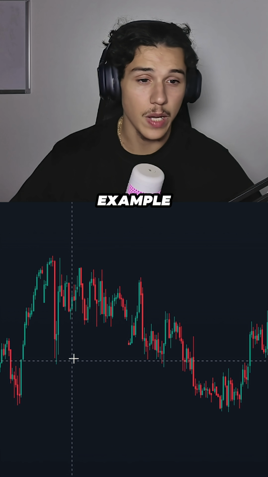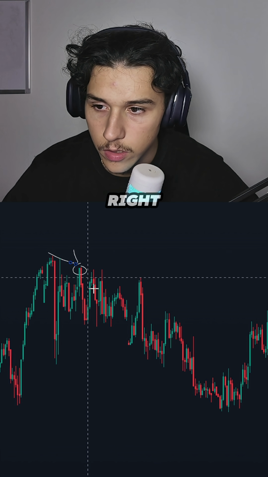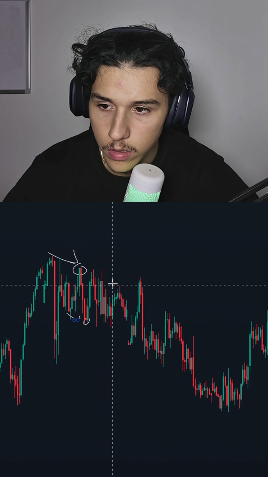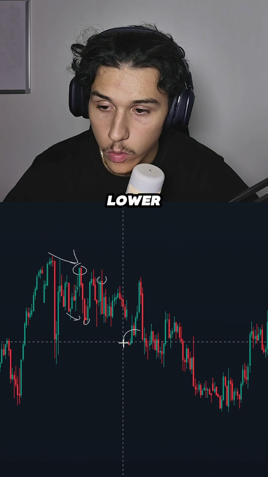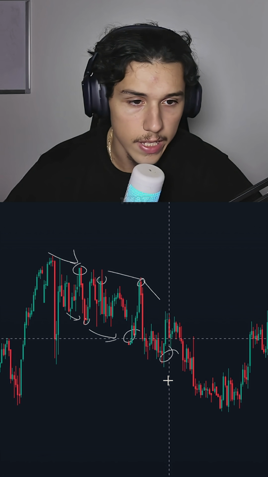Now here we have a bearish example where price is continuously creating lower lows and lower highs. So you have a lower high, right? Lower low, lower high, lower low, lower high, lower low, etc. And that is a downtrend.